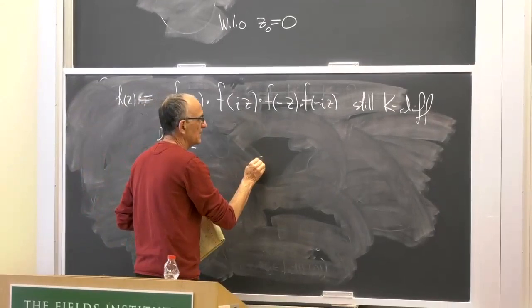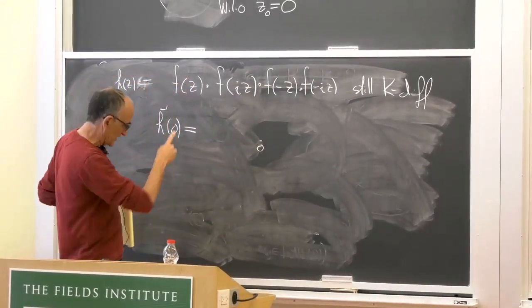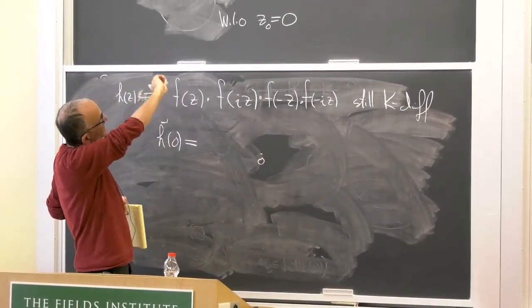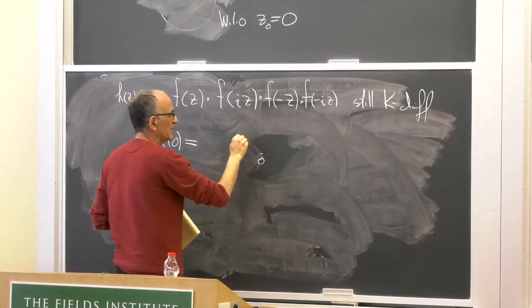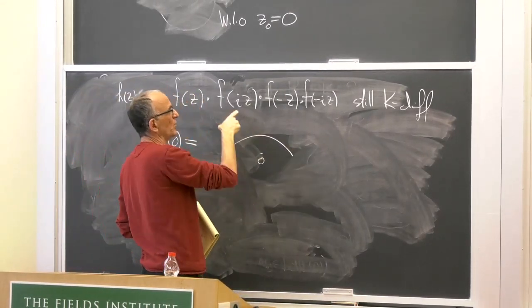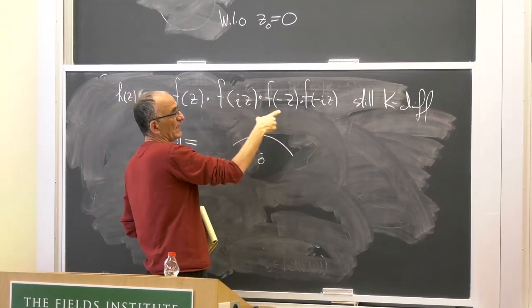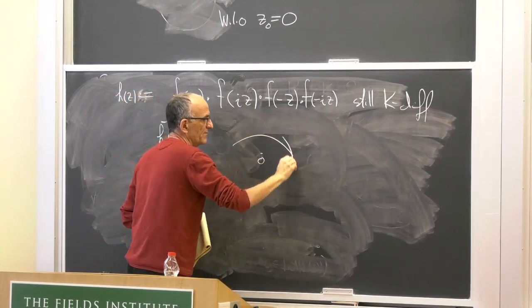So what do I have here? The zero set is just: take this four times, multiply by i, we get something like that, the original one from f of z, but then each one of them could be zero, and we will get something like that.